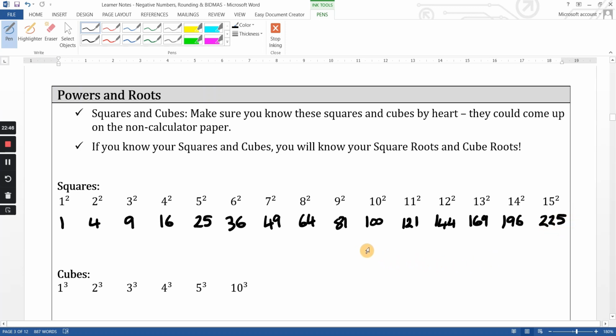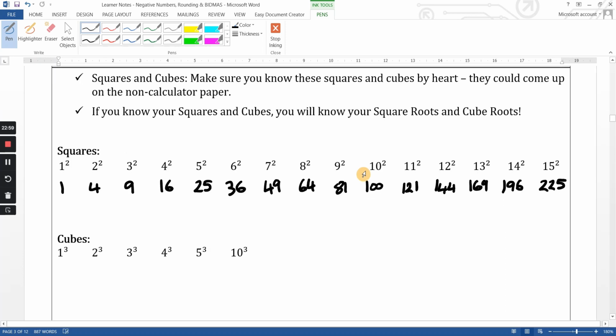Yeah, and like I said, going the opposite way, the square root of 81 is 9. The square root of 64 is 8, and so on. So if you know your squares, you'll know your square roots. You only need to know up to 15 squared. You don't need to know any more than that, but obviously it does go on forever.